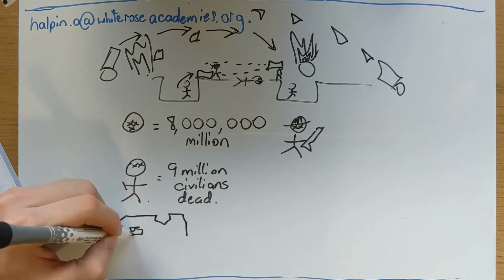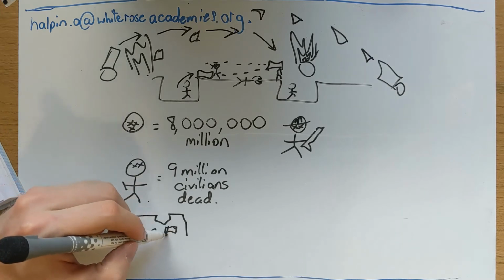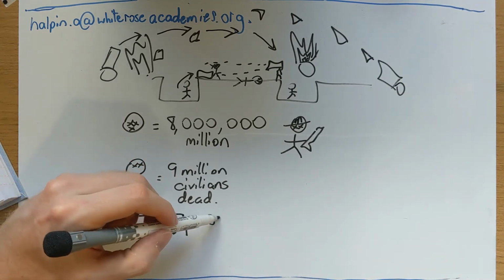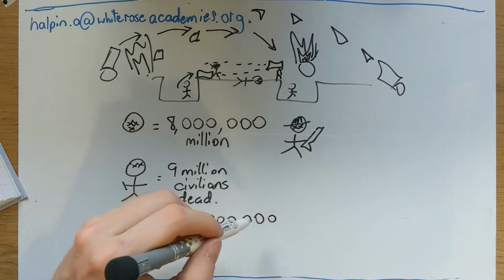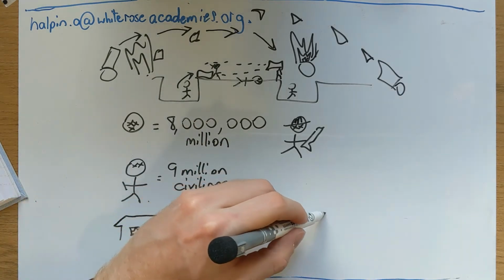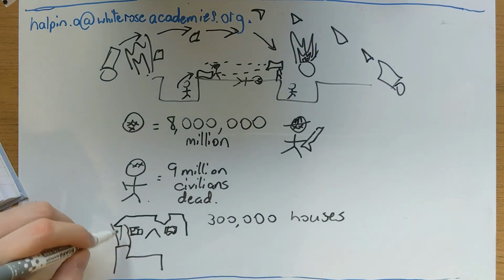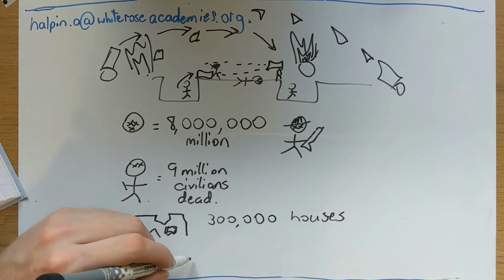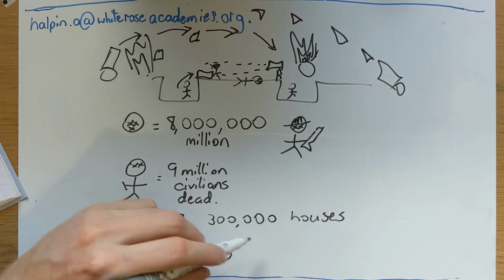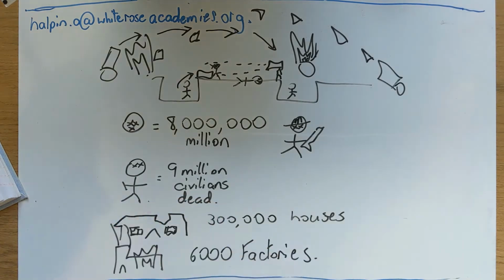So I'm going to draw it here with smashed windows, doors lopsided. Okay, we had 300 houses destroyed. Factories are destroyed. So I'm going to draw this with a big thing here. 6,000 factories are destroyed. So, what I'd like to do now, think about one of the other topics.